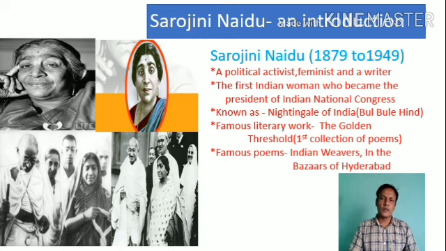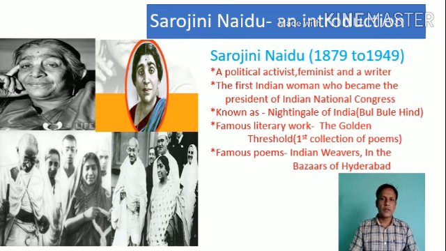But before starting the poem, let's have a short introduction to the poetess. Friends, Sarojini Naidu was born in 1879 and she died in 1949. She is well known as a political activist, feminist and a famous writer. She was the first Indian woman who became the president of the Indian National Congress. She is called the Nightingale of India or Bulbul-e-Hind.